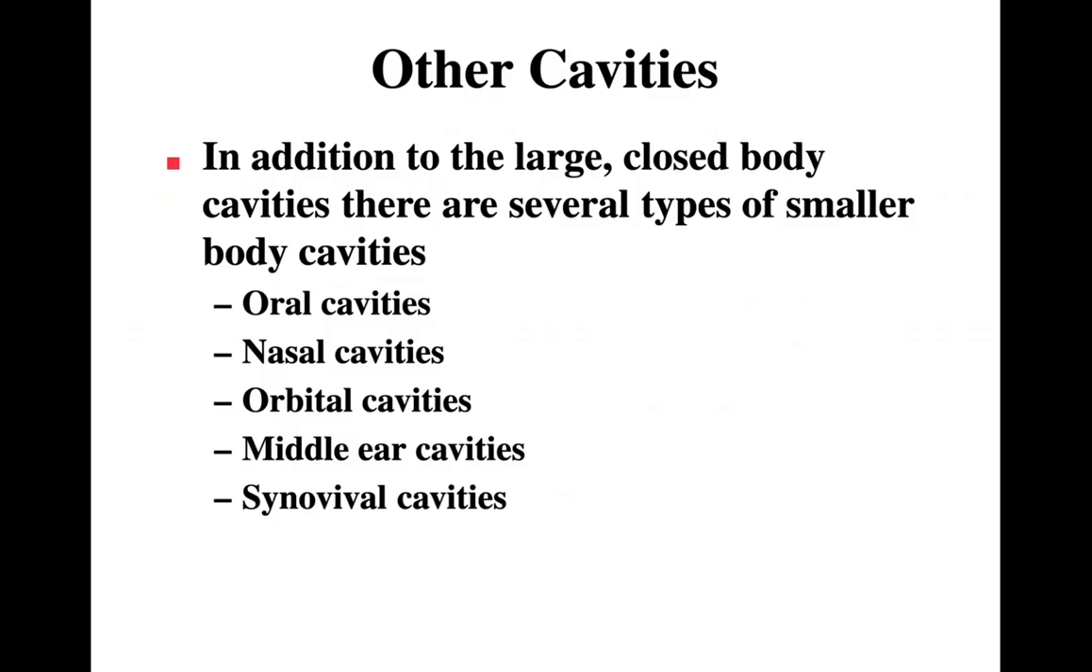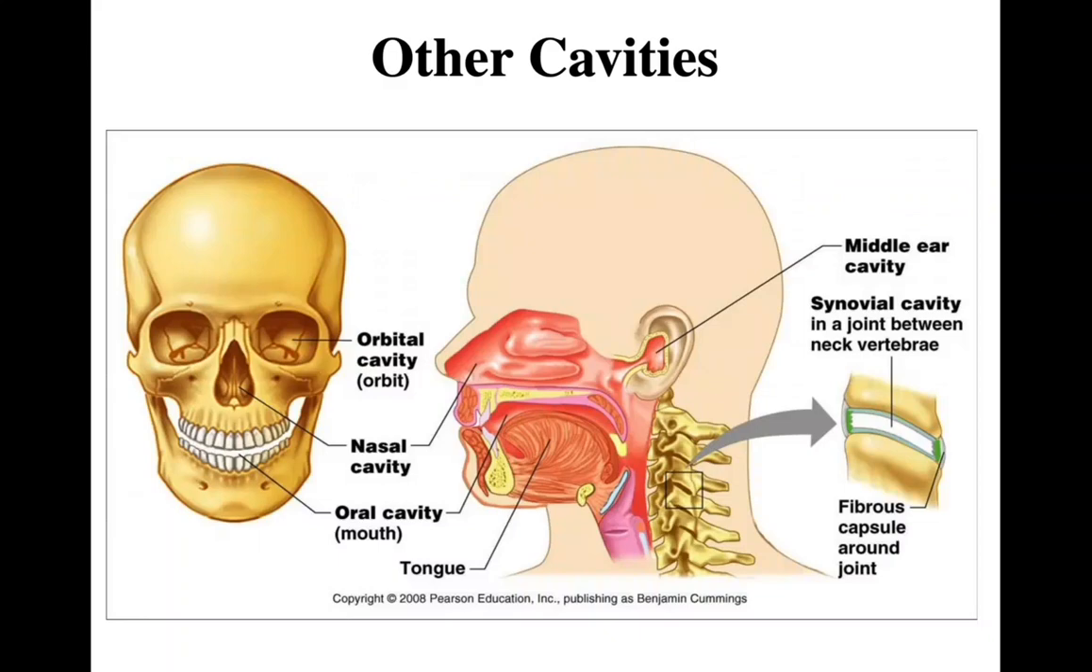So in addition to the large closed body cavities, we have several types of smaller cavities: oral cavities, nasal cavities, orbital cavities for the eyes, middle ear cavities, synovial cavities around synovial joints. This is showing some of these other cavities. So orbital, around the orbits, are the eyes. Nasal cavity, middle ear cavity. So you can see they're actually connected in there. Oral cavity for the mouth. And then here would be a synovial cavity in a synovial joint.